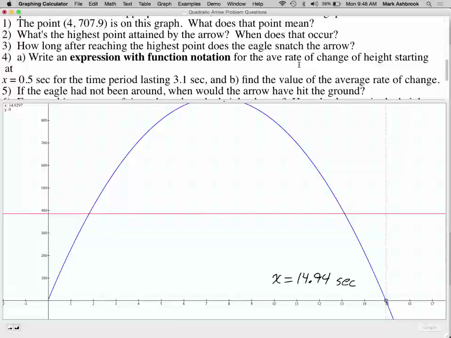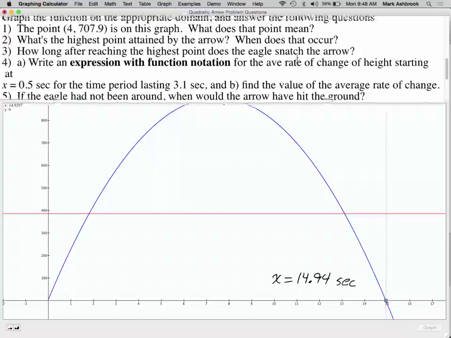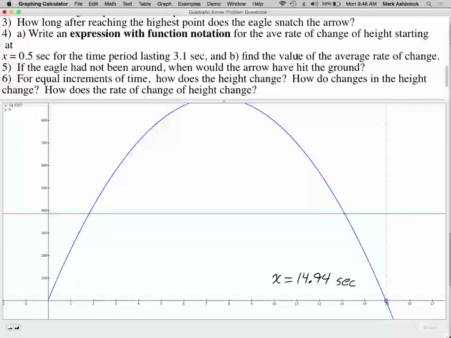Questions on 1 through 5. These are all important questions. You can make sense of the quantities, use your graphing calculator to answer questions like this. You know about average rate of change. Okay, so number 6, we'll do this fast. For equal increments of time, I'll do 1 second.